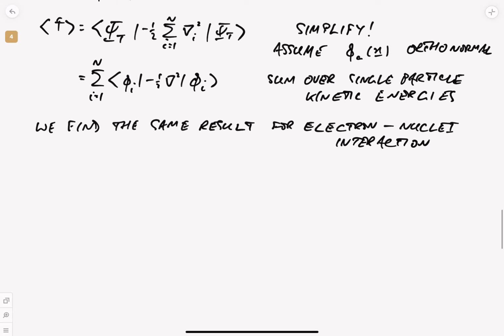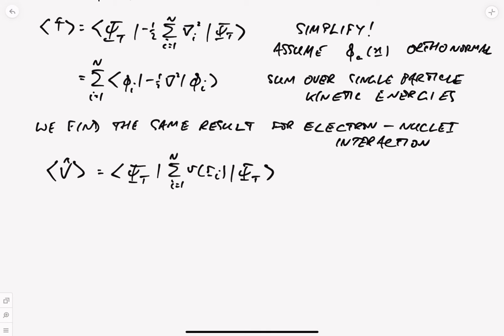So again, we can write the expectation value of v hat, which is written as the trial many-body wave function times the sum over I equals 1 to n of little v of Ri, where those are the individual positions of the nuclei, the individual positions of the electrons, can be given again as the sum from I equals 1 to n of phi I little v of r phi I.